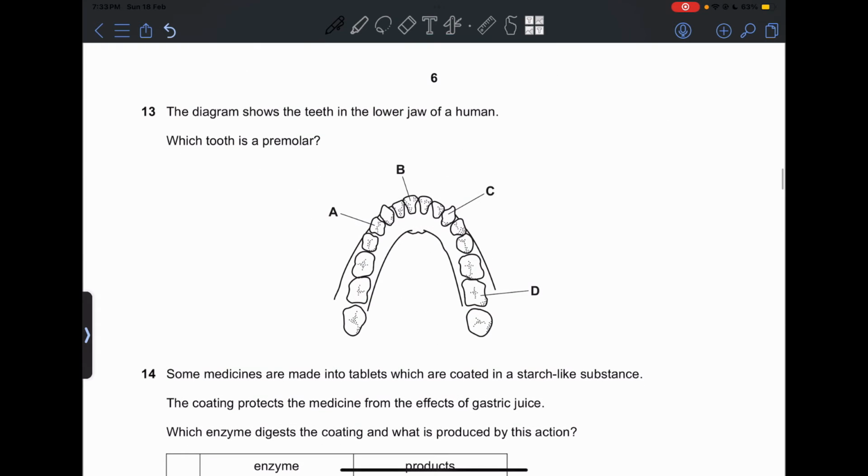13. The diagram shows the teeth in the lower jaw of a human. Which tooth is a premolar? So premolars are located in this area around here. They are in front of the molar teeth, which are at the back over here. This is actually the incisor. So our answer is going to be A.